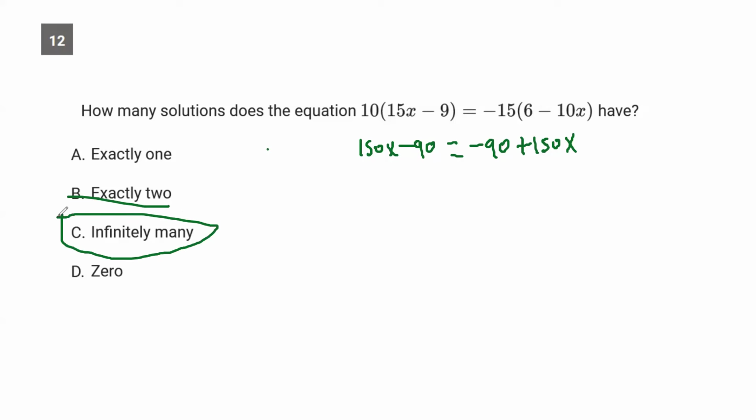When we start canceling and trying to solve for x, add 90, add 90, you get 150x equals 150x. And when is that true? That's true for all x values, right? So it's just totally fine. It's infinitely many with the same equation, same line. Okay, now we're going to go to the next one.